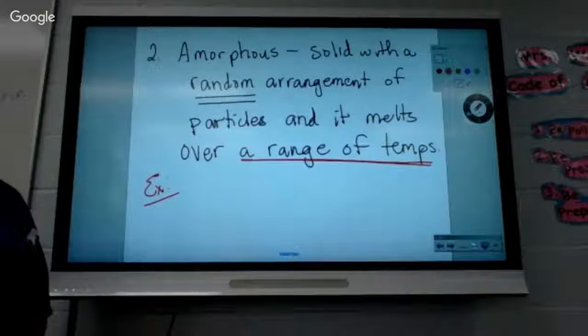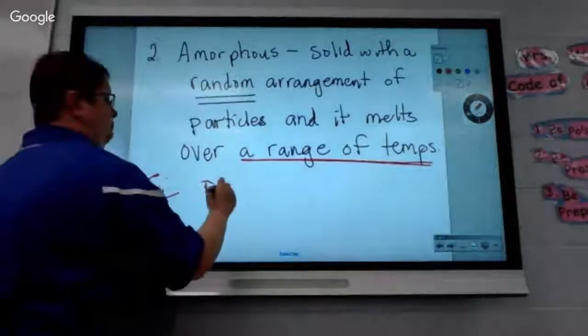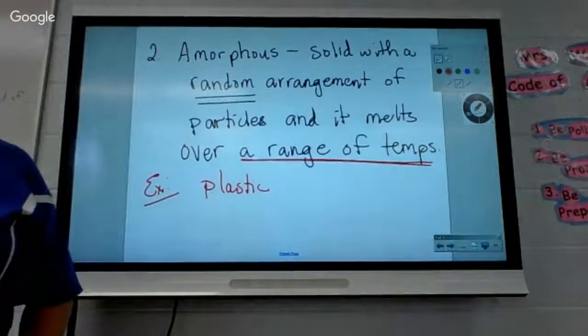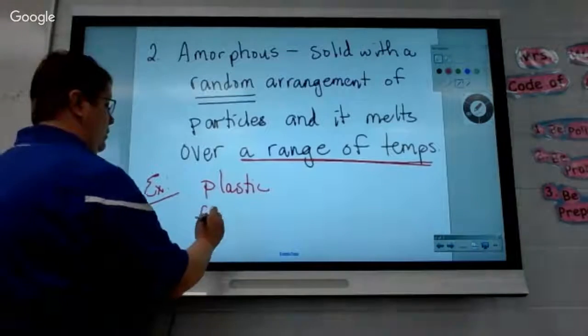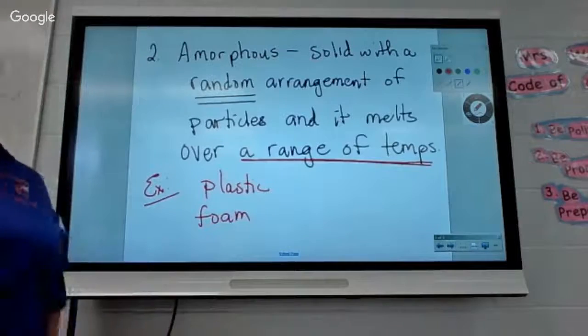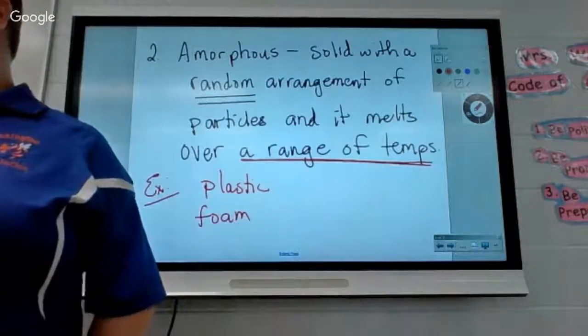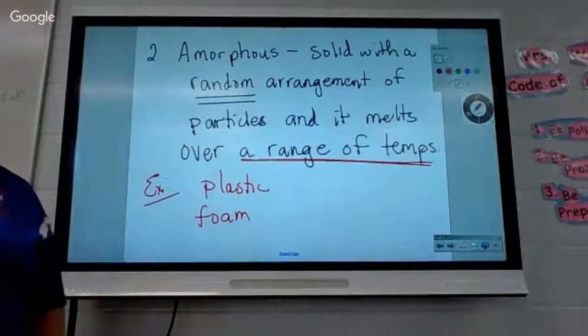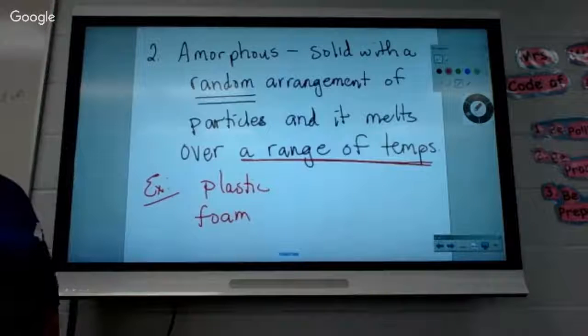So, can you think of anything that fits in that definition of it gets soft and sticky and gooey? Sure, plastic is amorphous. Can you think of anything else that's soft and sticky? Foam is probably going to be amorphous, yes. What else? Anything else? How about rubber?